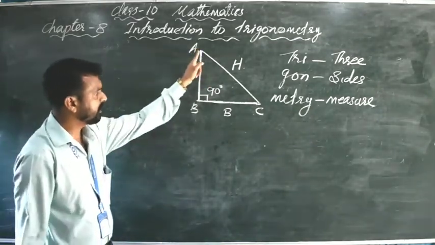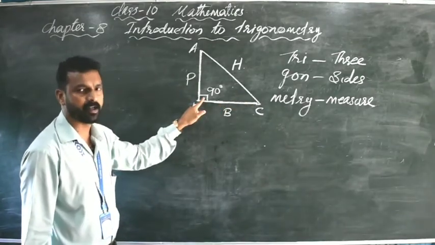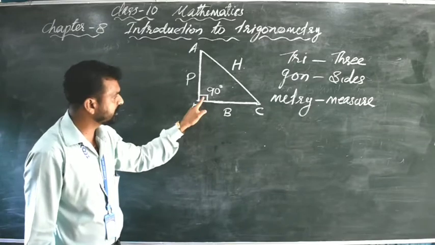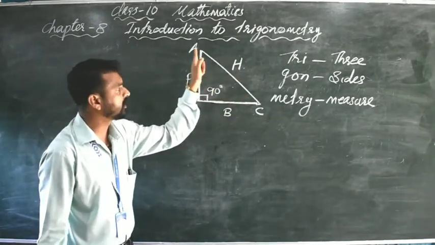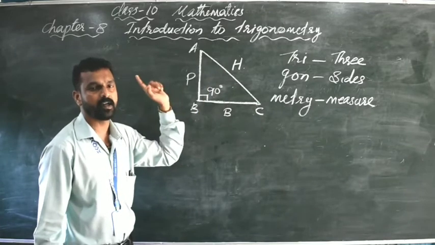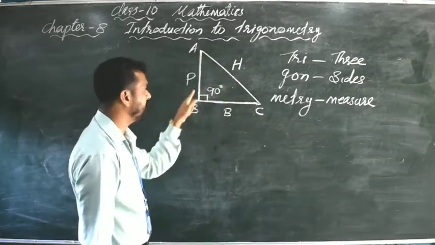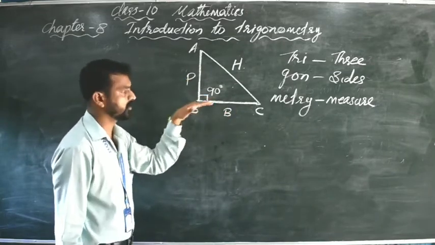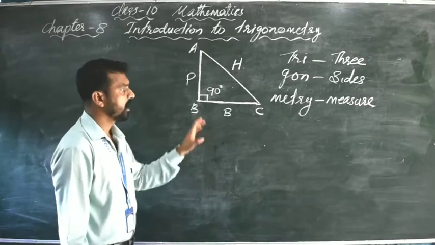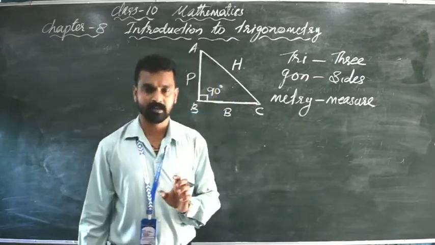So in right triangle ABC, angle B is equal to 90 degrees. If angle B is equal to 90 degrees, then AC is called the hypotenuse, and that is the longest side of the right angled triangle. AC is called the hypotenuse, AB is called the perpendicular, and BC is called the base of this right angled triangle. And we have studied earlier a relationship, that is Pythagoras Theorem.